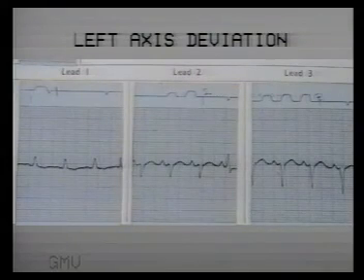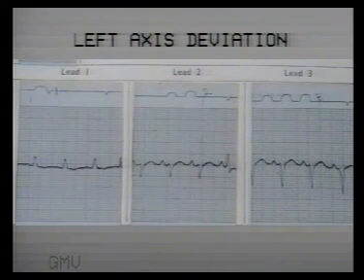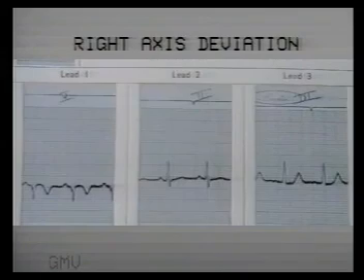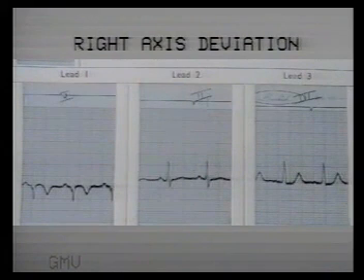This ECG shows left axis deviation. Left axis deviation is seen in left ventricular hypertrophy, left bundle branch block and inferior wall infarct. This ECG shows right axis deviation. Right axis deviation is seen in right ventricular hypertrophy, right bundle branch block and anterior wall infarct.